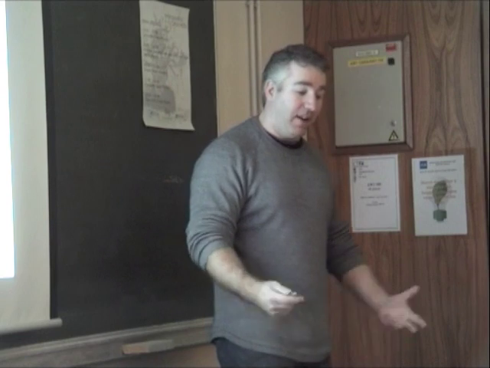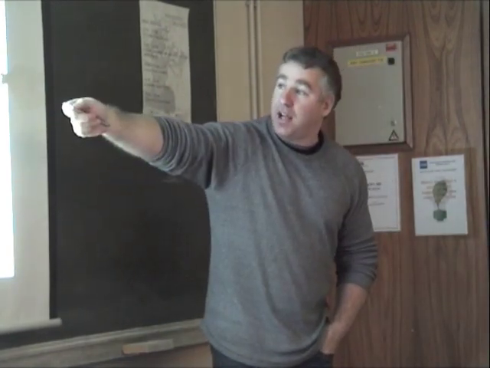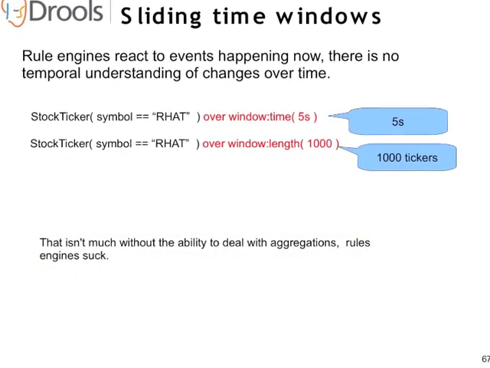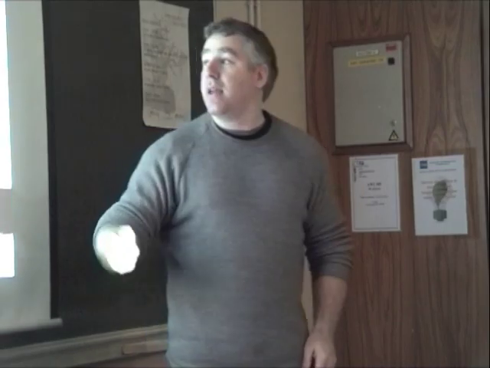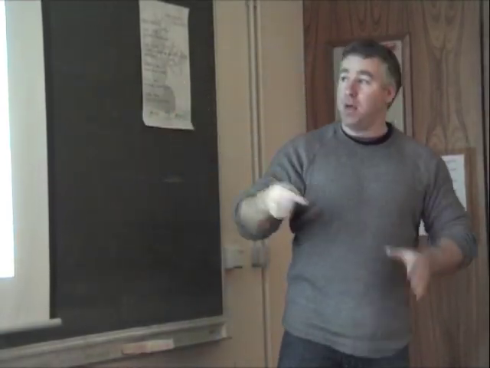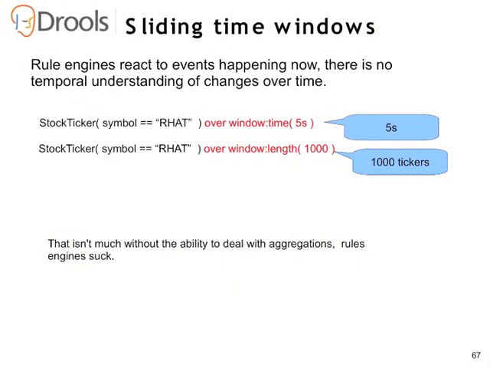And Deutsche Bank was like a revelation when they saw this. But it gets even better. So we can take these patterns and we can create windows. And we can say when this pattern happens over a period of time. So we can say when this pattern happens over a time window of 5 seconds. Or we can go for counts. When this stock ticker happens over a length of 1,000 tickers.